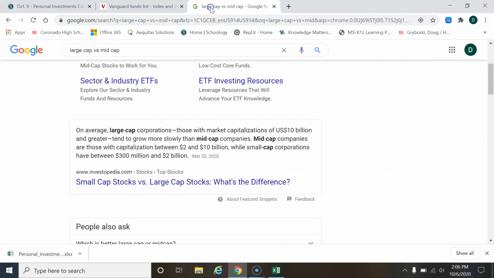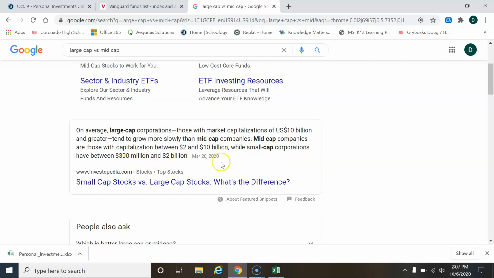So I did a search here in Google, large cap versus mid cap. Just wanted to show you guys that a large cap company is a corporation that has, they say market capitalization, really it's like the value. If you multiply the number of shares of stock times the price, this would be the market capitalization. So 10 billion or more would be large cap. Those are the really big name companies that we all know. The mid cap companies would be between 2 and 10 billion, and then the small cap corporations are anything between 300 million and 2 billion.